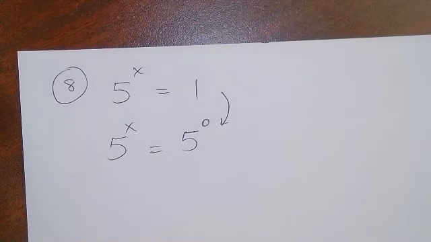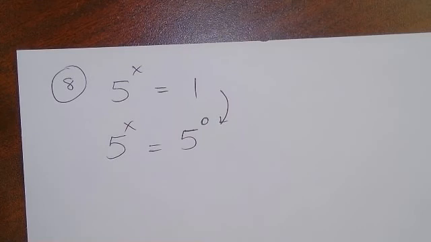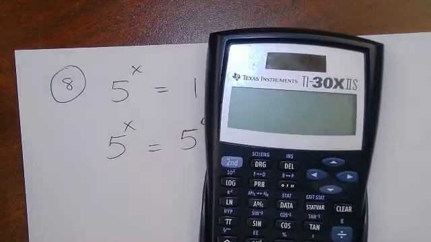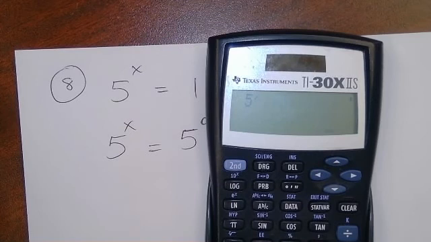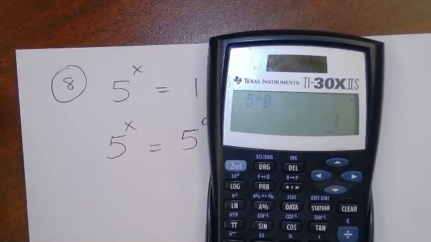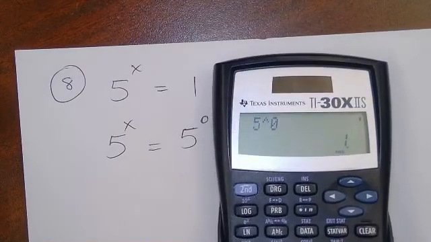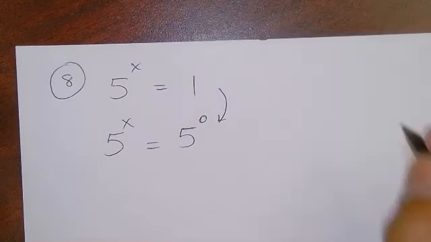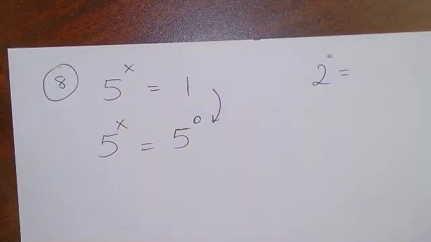Because 5 to the power of x is equal to 5 to the power of 0. Any number to the power of 0 is 1. Go ahead and try it. 5 to the power of 0, 1. You see it there?